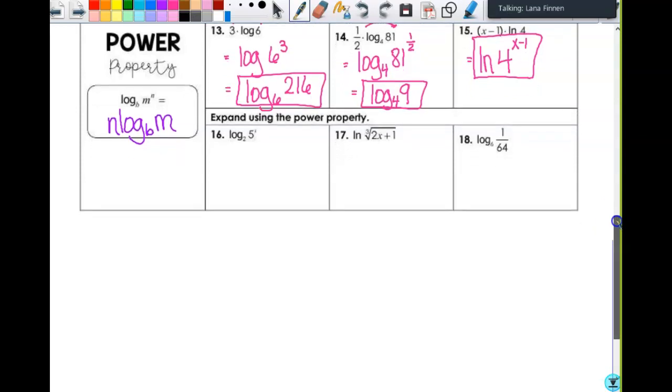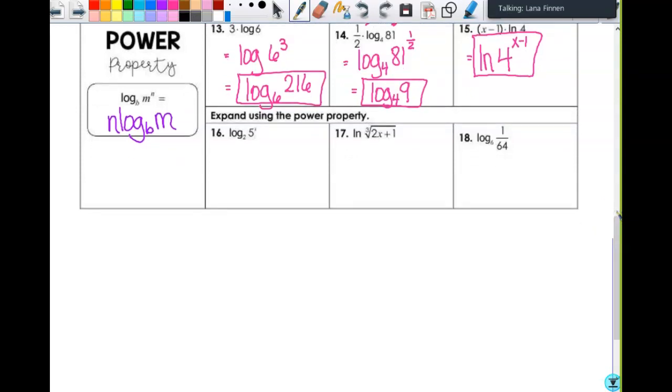So then 16, I have log base 2 of 5 to the x. My x looks like a blob, but I'm pretty sure that's an x. So I'm just going to take that exponent, bring it out front. So this gives me x times log base 2 of 5. And that's it.